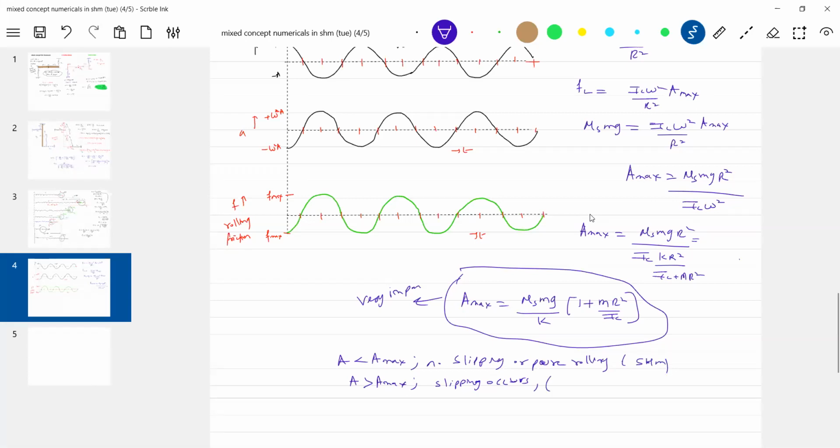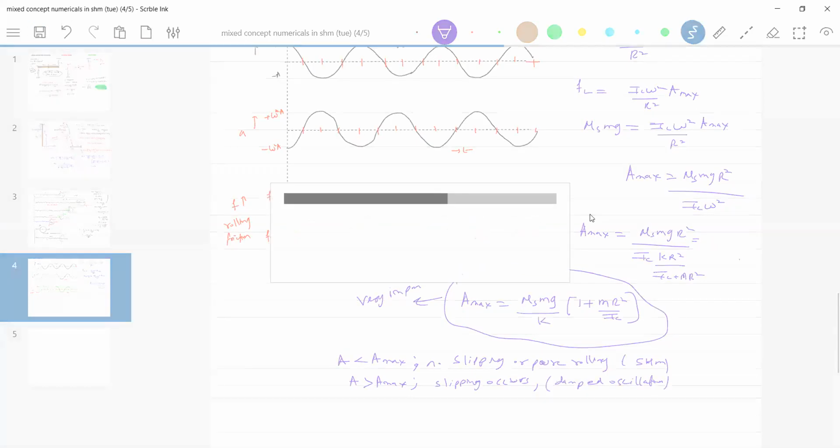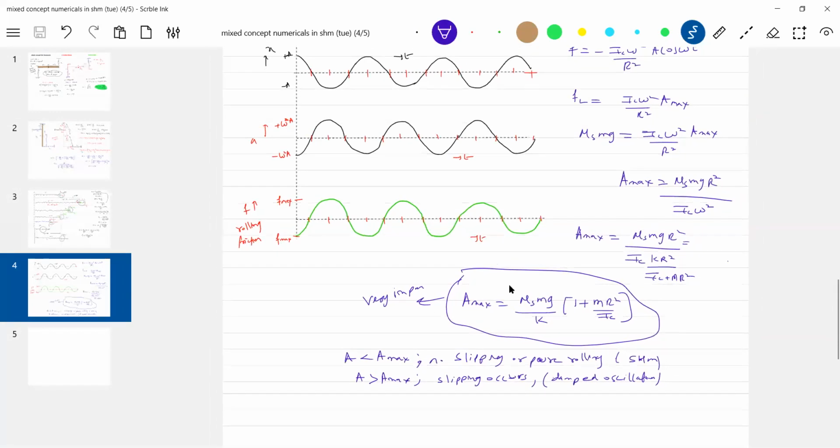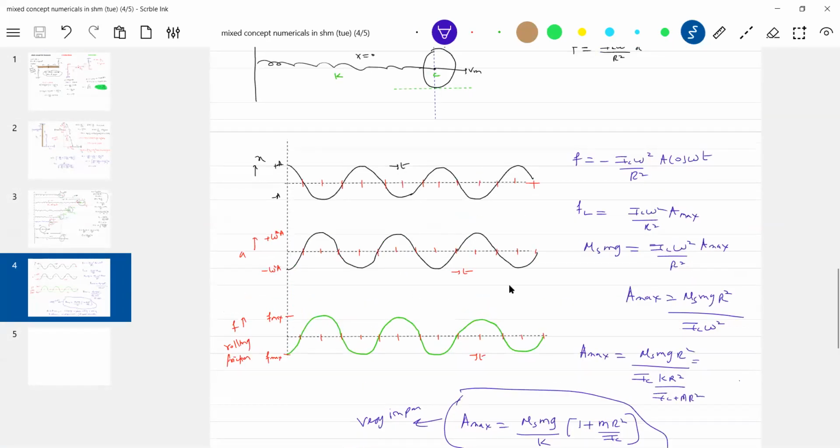What about here? Slipping occurs. The motion will be, in fact, damped oscillation. Energy will not be conserved. The amplitude will keep on decreasing and finally come to rest. I just wanted to give the exact idea of this particular rolling. There's one basic problem I picked up. It can be any rigid body, and springs can be connected anywhere.